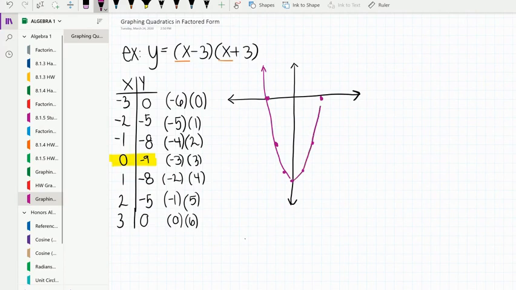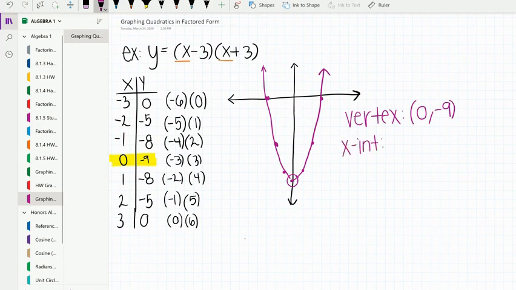So once again, we have our lovely U-shaped graph. So just like we did last time, we're going to answer a couple of questions. So first is about the vertex. So the vertex is going to be 0, -9, because it's that point where the graph has a change in direction. And then we also want to find the x-intercepts.